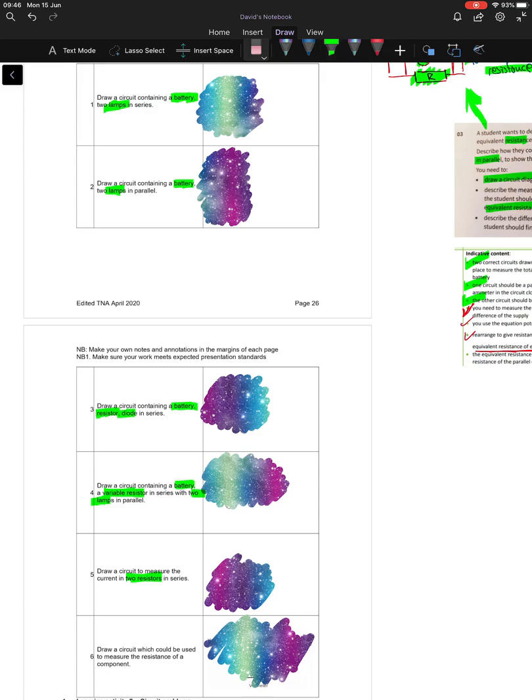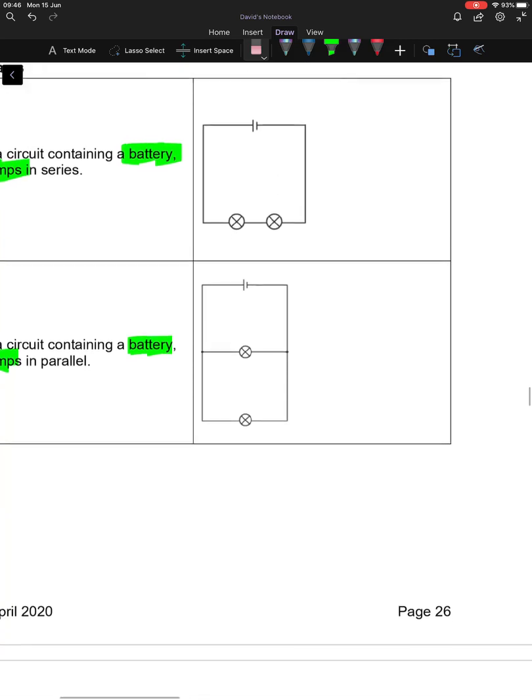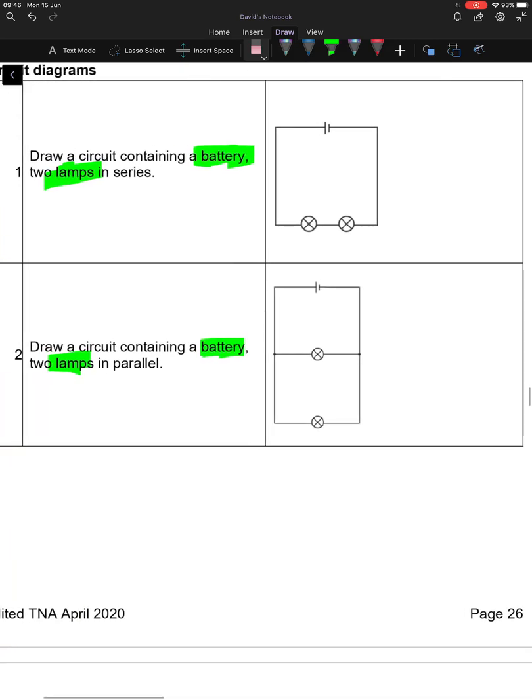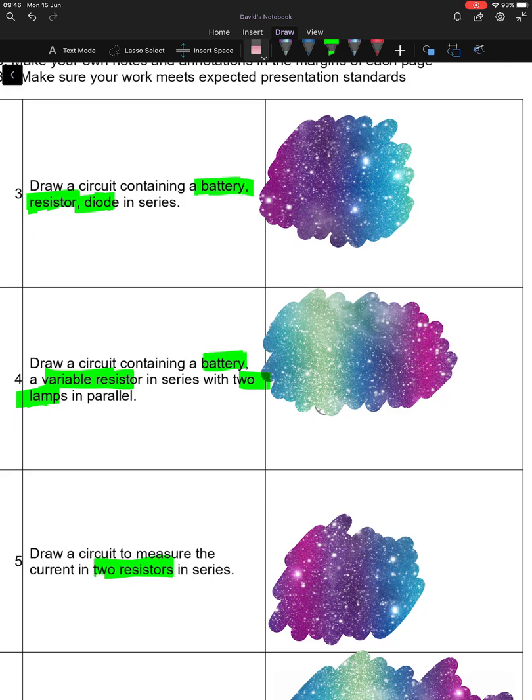Right, hopefully you've had a go and you've done what you can. Unpause the video and let's see the answers. So your 2 lamps in series, 1 pathway. Your battery and 2 lamps in parallel, so you've got 2 pathways. Just make sure you've got those recorded. Correct your work if you didn't quite get those. Change them if needs be. Give yourself a mark if you did.